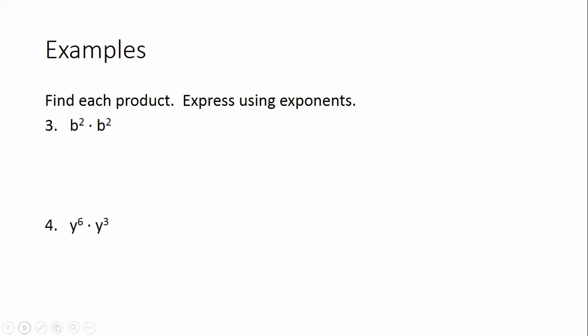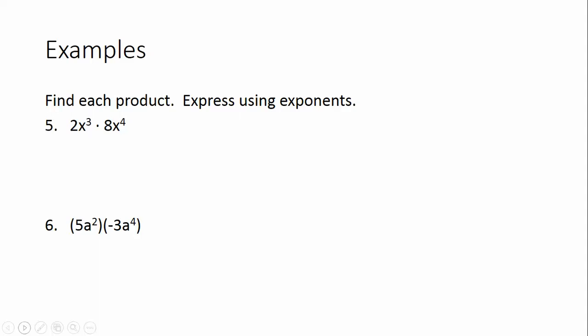We can also do it with variables. B squared times B squared is B to the 4th, 2 plus 2. Y to the 6th times Y to the 3rd is Y to the 9th, 6 plus 3. And again, you could kind of string all those variables out and then just count them up yourself, or just add the exponents together.